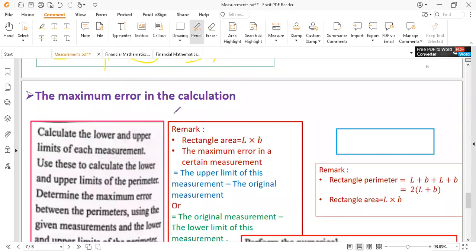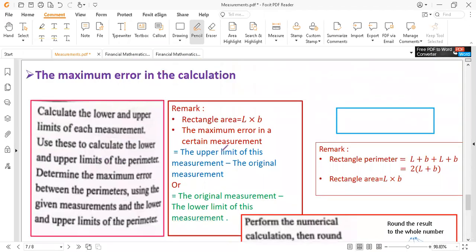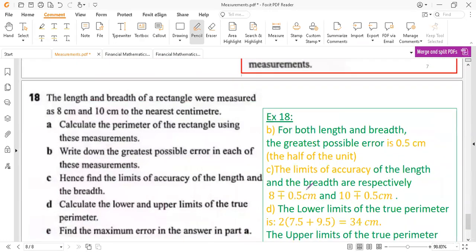The maximum error in the calculation. For example, if we have the true dimensions of a rectangle, we find the maximum error for each measurement, and then we recalculate the measurement using the upper and the lower limits to obtain two values. Then we proceed like that.